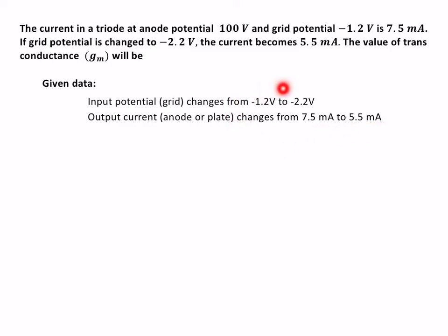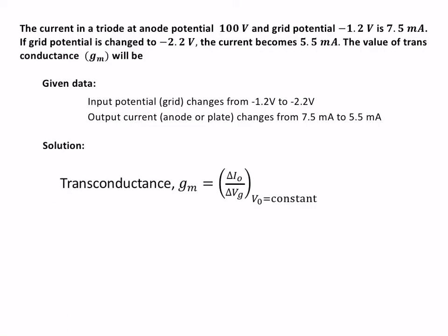We know the given data, so we have to calculate the transconductance. We know the formula: Gm is equal to output current by input potential, provided output voltage or potential is constant. So Gm equal to I naught by Vg. Here we have the difference in I naught and the difference in Vg, so we have to calculate the difference. Difference means output minus input. So 7.5 minus 5.5, because the current changes from 7.5 milliampere to 5.5 milliampere.